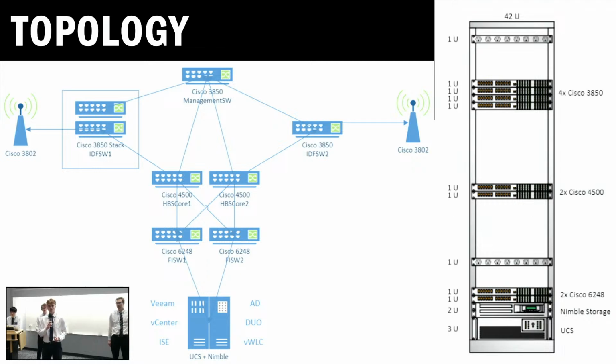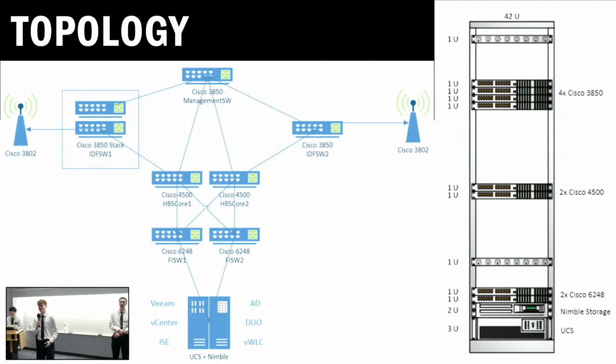Our core switches are running in a VSS configuration. VSS stands for Virtual Switching System. It's a Cisco proprietary protocol that joins multiple switches together into a single control plane. It avoids the need for a first hop redundancy protocol like HSRP or VRRP.